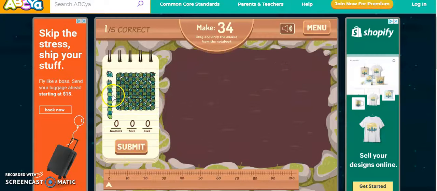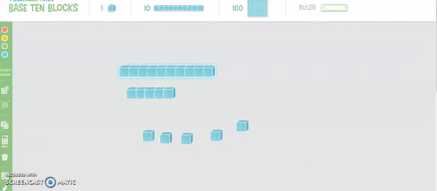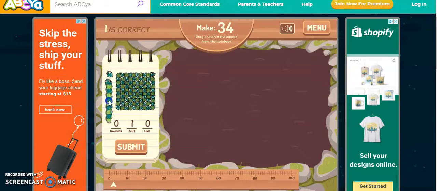Alright, so we are making 34. I think we made that, didn't we? No, we made 35. So, first of all, before we do anything, how many 10s are we going to need? That's right, we're going to need 3 10s. So we're going to need 10, 20, 30, and how many 1s are we going to need? That's right. 1, 2, 3, and 4.